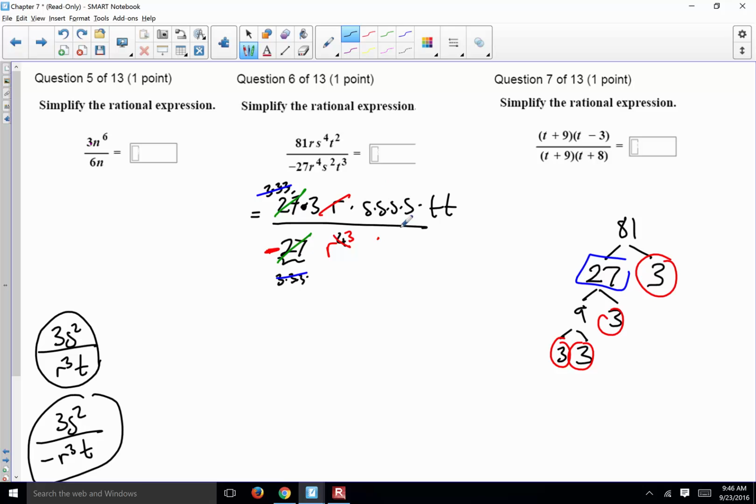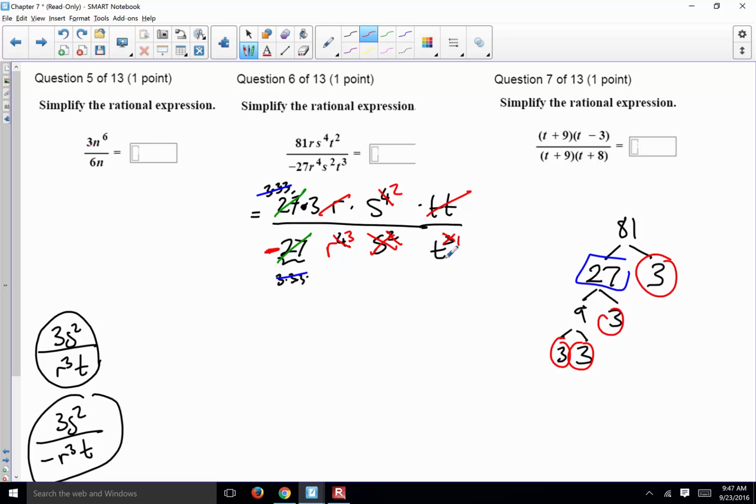And same way, S to the fourth. They don't separate S's like that. They do S to the fourth and they compare S squared. Oh, 2 of them are dying. So there is 2 left and there is nothing left here. 2 left on the top. T squared and T cubed. 2 of these gone with this and there is only 1 T left. T cubed becomes T to the first. Okay?